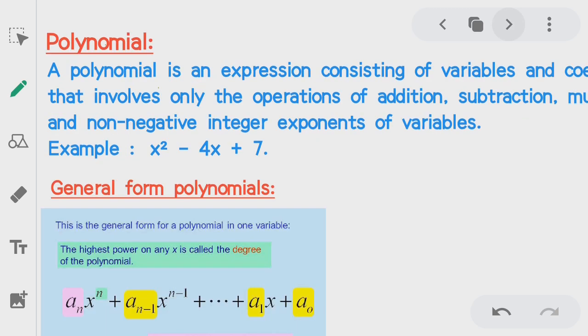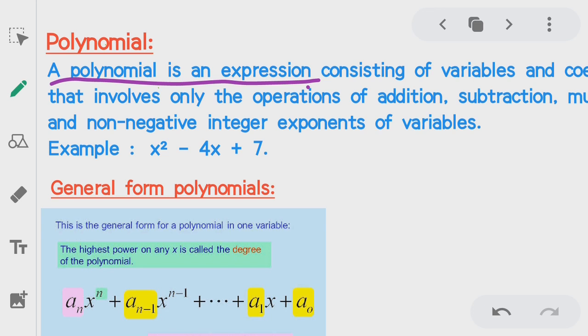A polynomial is an expression. So all expressions are polynomials. Correct or not? No. That we will come to know in the next class. So all polynomials are expressions, but not all expressions are polynomials. That in detail we will discuss in the next coming classes.